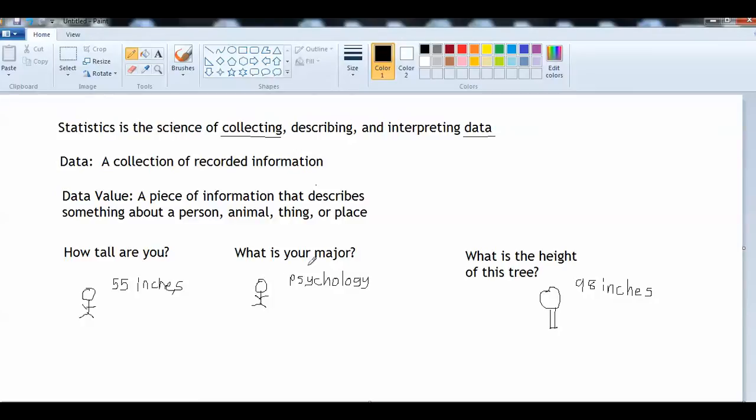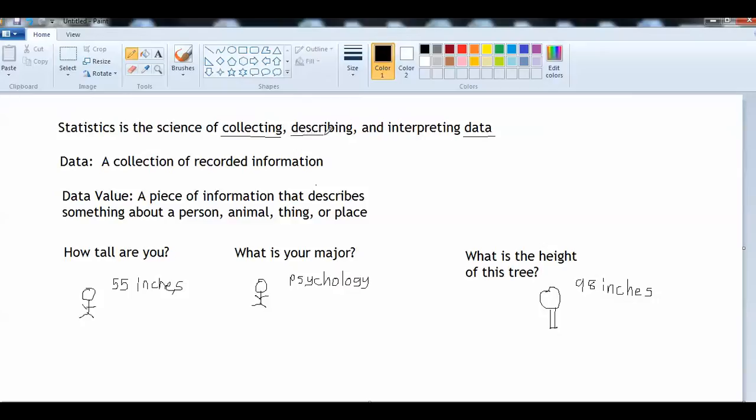If I wanted to know a person's major in college, I could give them a survey, or I could ask them. But if I wanted to know the height of a tree, I obviously can't ask the tree. I would just have to measure the tree. So the way you collect data depends on the type of data you want to record.